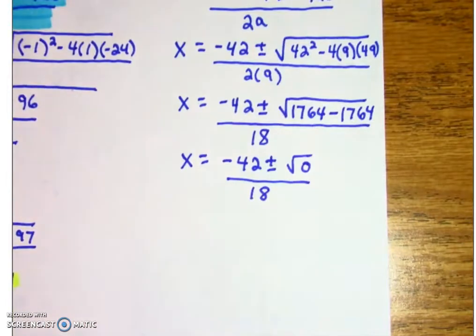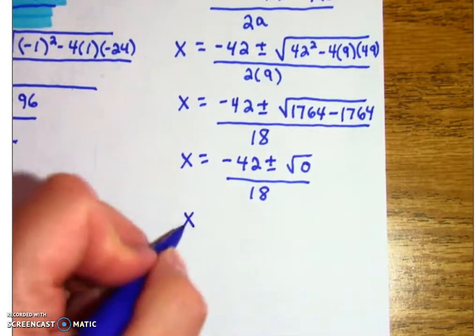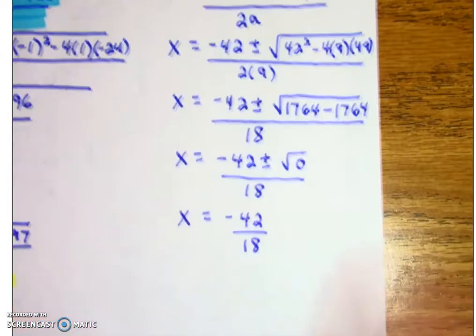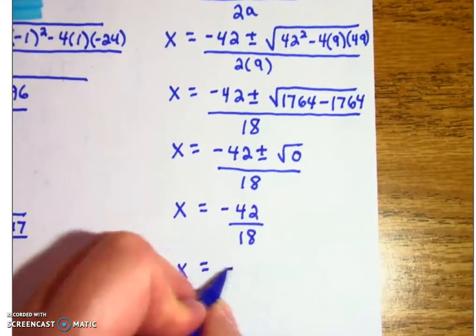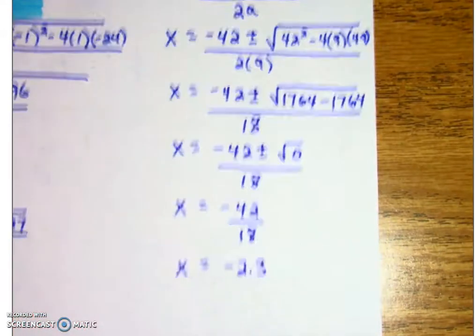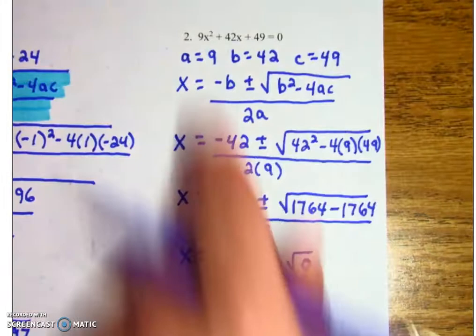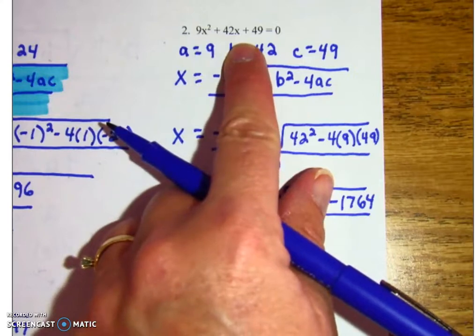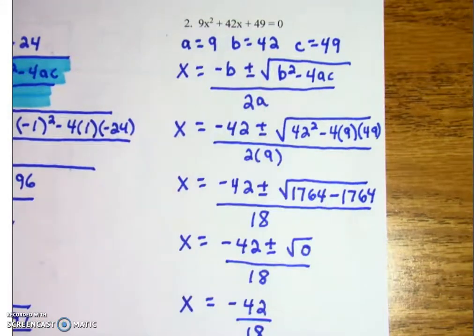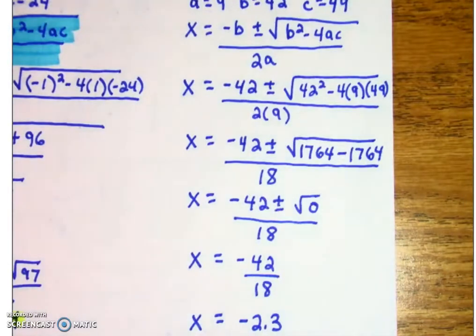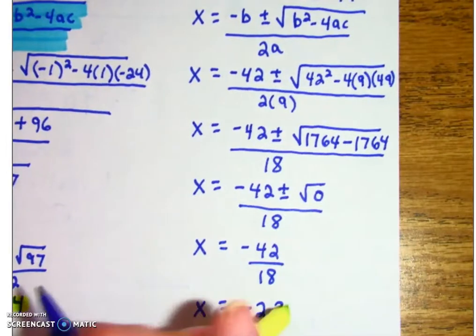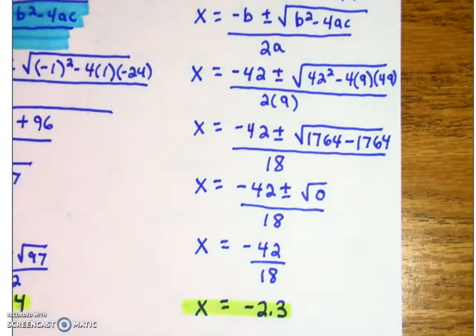So your discriminant here is 0, which means you're going to get one answer because that eliminates this portion right here. So you really have negative 42 divided by 18. So x equals negative 2.3. So you have one x-intercept. Look at this. This is actually a perfect square trinomial. If you remember how to factor, you would get 3x plus 7, 3x plus 7 if you were to go ahead and factor that. So using the quadratic formula, we get one answer.